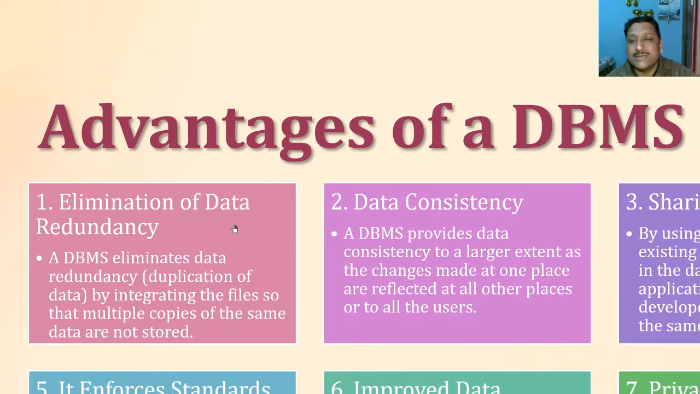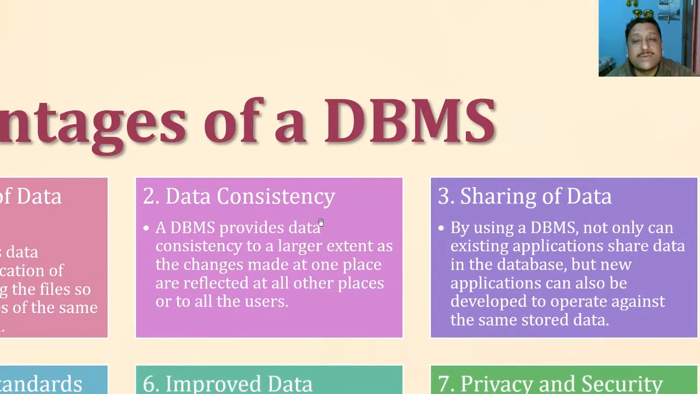First one is elimination of data redundancy. Data redundancy means duplication of data. To a larger extent, this data redundancy is eliminated. A database management system eliminates data redundancy, duplication of data, by integrating the files so that multiple copies of the same data are not stored. Next one is data consistency. A DBMS provides data consistency to a larger extent, as the changes made at one place are reflected at all other places or for all the users.